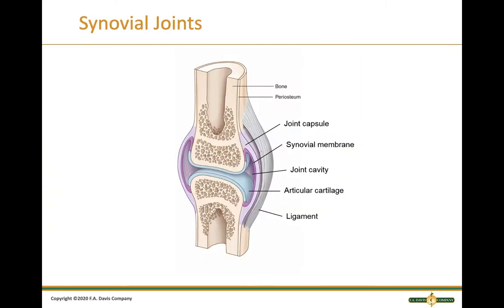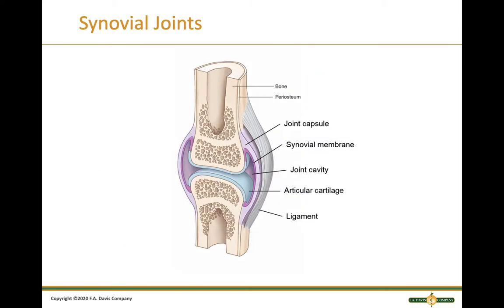And then finally we have synovial joints. These are our most common type. These are freely moving. They have a joint cavity, and these are found in most of your long bones. So if you're not sure, guess synovial.